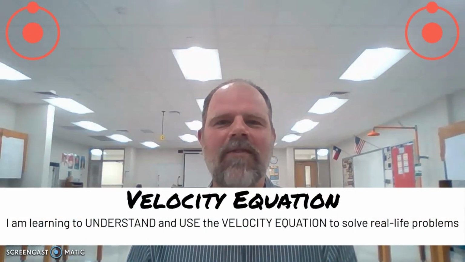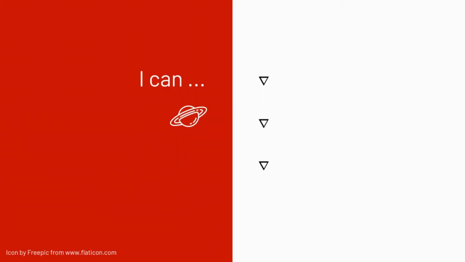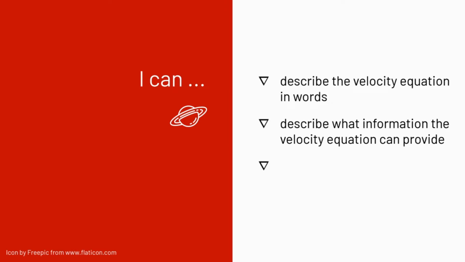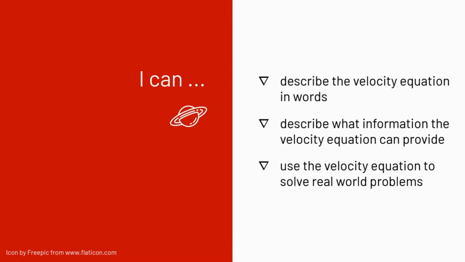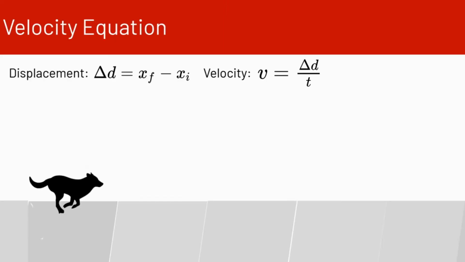This is the video lesson for velocity equation. The learning target for this lesson is I am learning to understand and use the velocity equation to solve real-life problems. The success criteria for this lesson are: I can describe the velocity equation in words, I can describe what information the velocity equation can provide, and I can use the velocity equation to solve real-world problems.